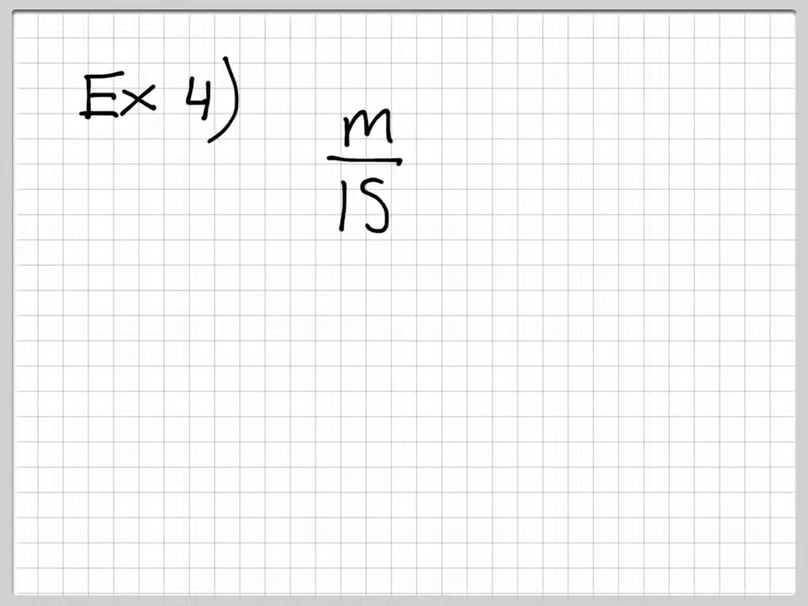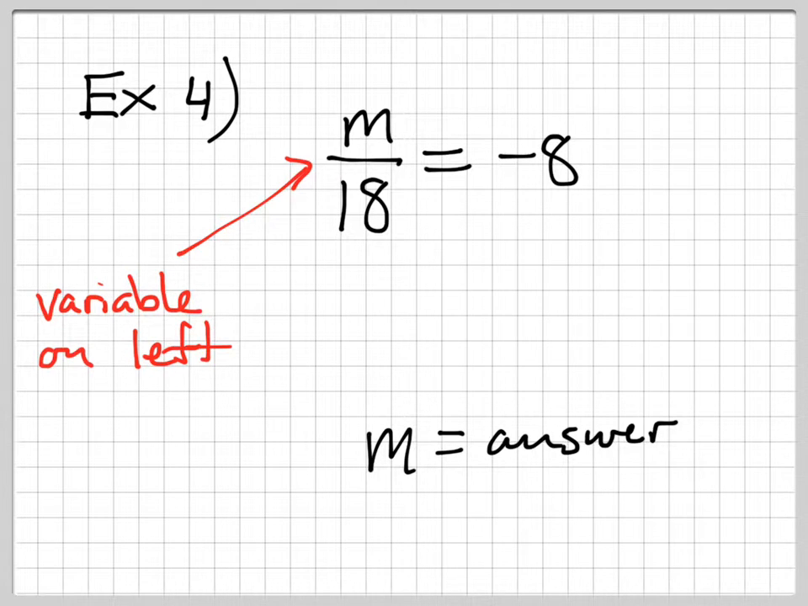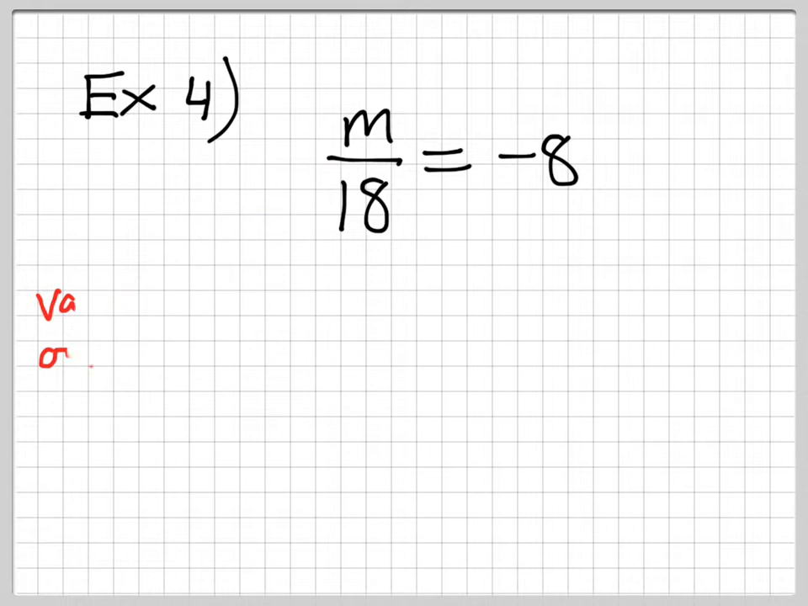All right, example 4. M divided by 18 equals negative 8. So again, you'll notice the variable is on the left side. So my final answer will be M equals whatever answer I get. The M is on the left-hand side. So the opposite operation of division is multiplication. So I'm going to multiply both sides by 18.